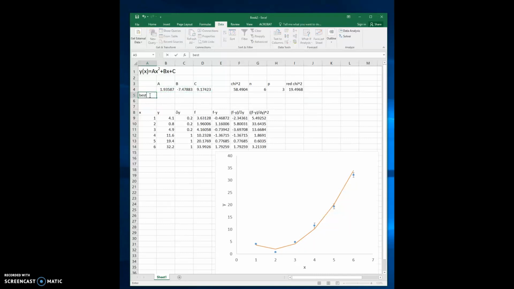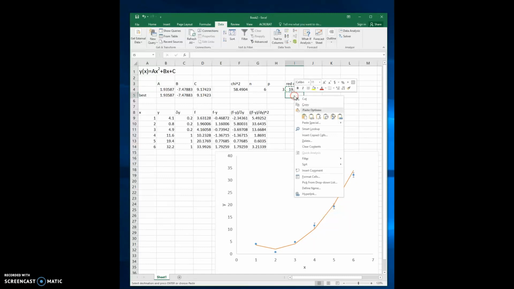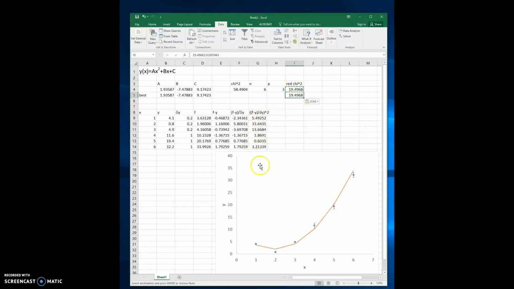So I'm just going to make a new row where we keep the best values of our parameters right here. So this is our best fit value. We're actually going to keep this chi-squared value. I'm going to paste the value in right there. If I just pasted it, it would take the sum and shift it down, etc.